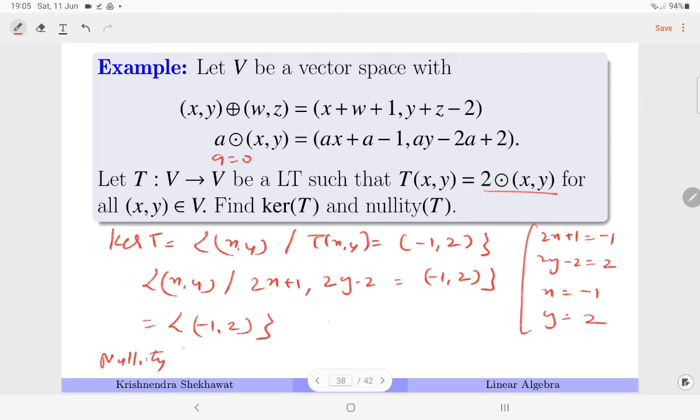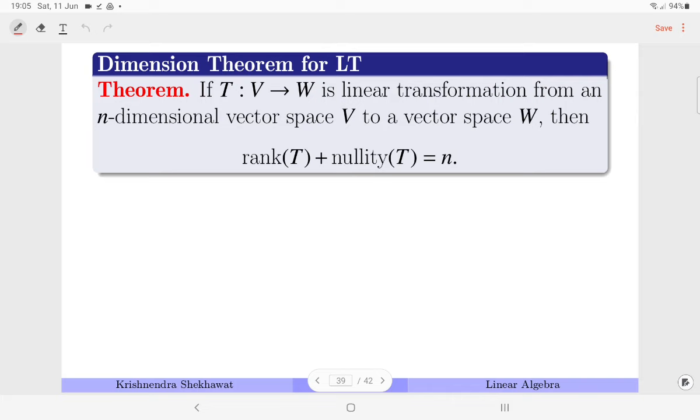Therefore nullity T is equal to 0. Again you may make a mistake. You may consider (-1, 2) as a non-zero vector, but it is the 0 vector and therefore nullity is equal to 0. Now in the case of the column space and row space, we already did this theorem. Now this is the generalization where n is the dimension of V. So please do remember it. Rank T plus nullity T is equal to dimension V, where T is a linear transformation from V to W.